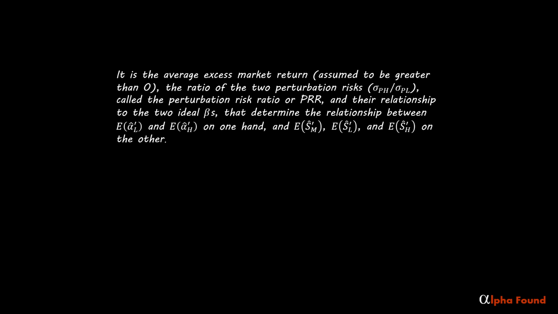It is the average excess market return, assumed to be greater than 0, the ratio of the two perturbation risks, called the perturbation risk ratio, or PRR, and their relationship to the two ideal betas that determine the relationship between expected alphas on the one hand and expected Sharpe ratios on the other. There are several ways the following conditions and derivations could be presented. I've chosen to do it in a way that I believe is best suited for these videos, but that might not be the best way for other purposes. In a later video, it will be clear why I have chosen the way I have.